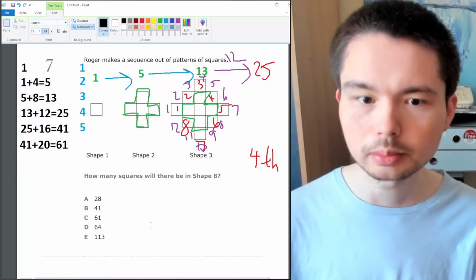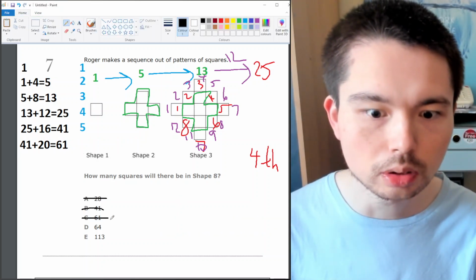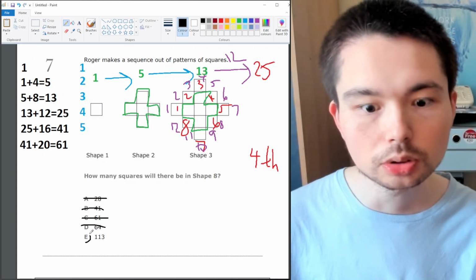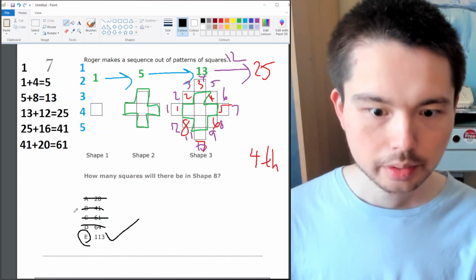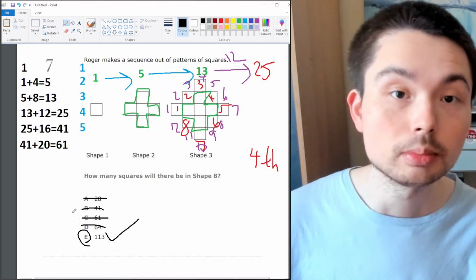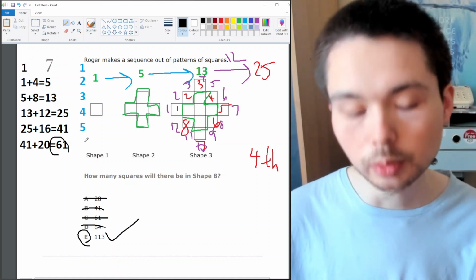Got to save time. That's a key skill here. Look at the options. It cannot be them. Just go for E. It's got to be, because we're adding a bit more. And that's how you save time. You've got to move on. That's a key skill here. Because it can't be 64 because we're already 61. We're going to do it.